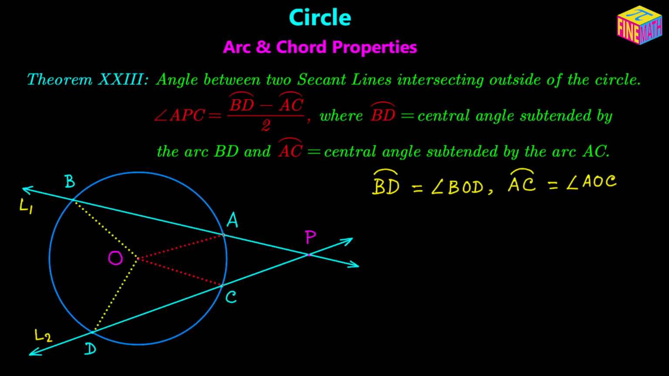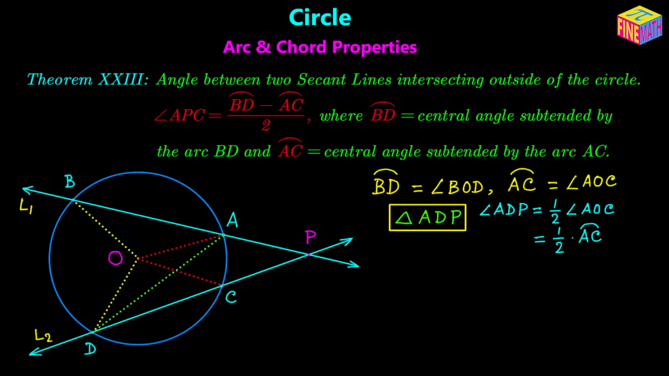In order to do the proof, I have to do just one little construction here. I am going to join the points A and D. Now let's look at the triangle ADP. In this triangle, what would be the angle ADP? Well, that is actually an inscribed angle for the arc AC. From a previous theorem, we know that the size of an inscribed angle is equal to half of the size of the central angle. So in this case, we can say that angle ADP will be equal to half times the central angle, which is angle AOC, and that can be noted as half times AC with the arc symbol on top of it, which essentially denotes the measure of the central angle subtended by the arc AC.